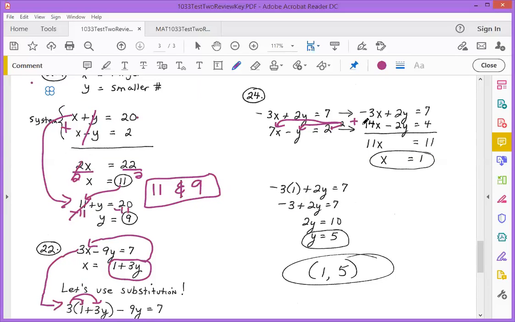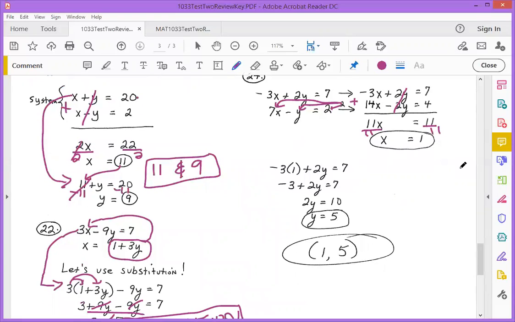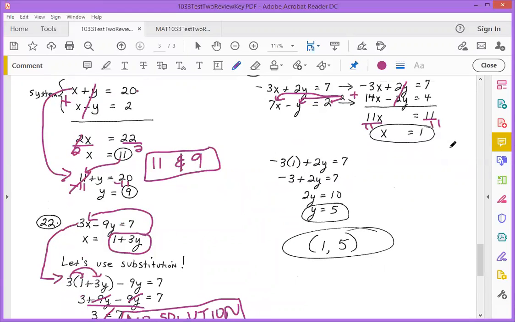Now, negative 3x plus 14x gives us 11x. 2y minus 2y, that cancels. And 7 plus 4 gives us 11. We'll divide both sides of the equation here by 11, and we'll get x equals 1. Now, that's just one part of our solution. We have the x coordinate. We still have to go back and get the y coordinate.